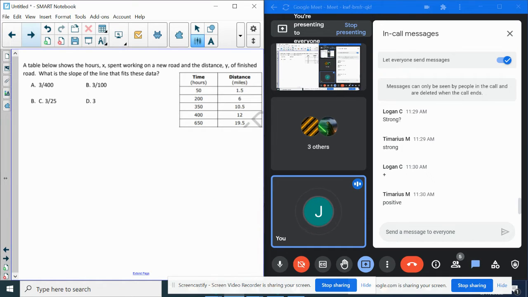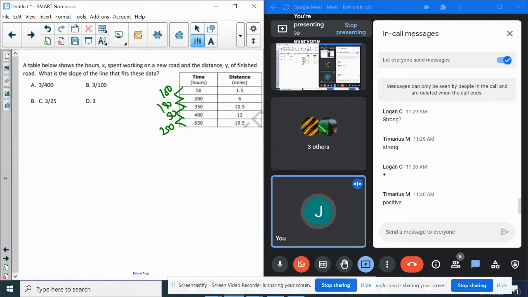All right. The table below shows the hours X spent working on a new road and the distance Y of finished road. What is the slope of the line that fits this data? So each one goes up by 150 on the left side. So 50 to 200 is 150. 200 to 300 is 150. And then it slowed down. 50 and then 250. So not consistent data.